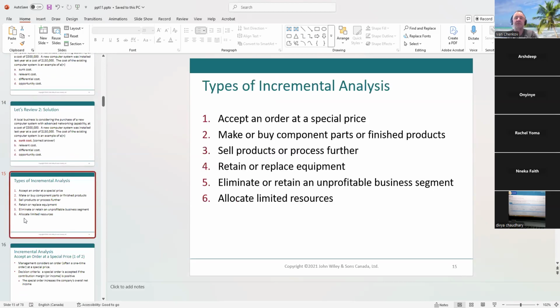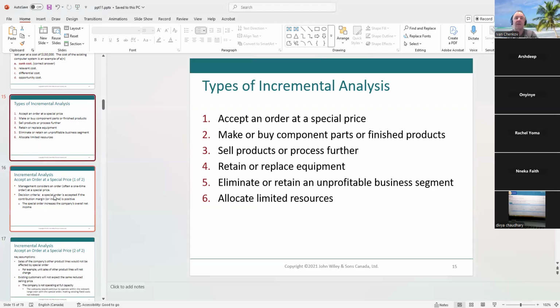What kind of decisions are we going to make? First one was to accept the special order price. Second one, make versus buy. Next one is to sell a product or process further. I believe that's where we stop. And retain or replace equipment is the other one. Next one is to eliminate or retain an unprofitable business segment. And the last one is to allocate limited resources, and how we're going to allocate it, we're going to see today.